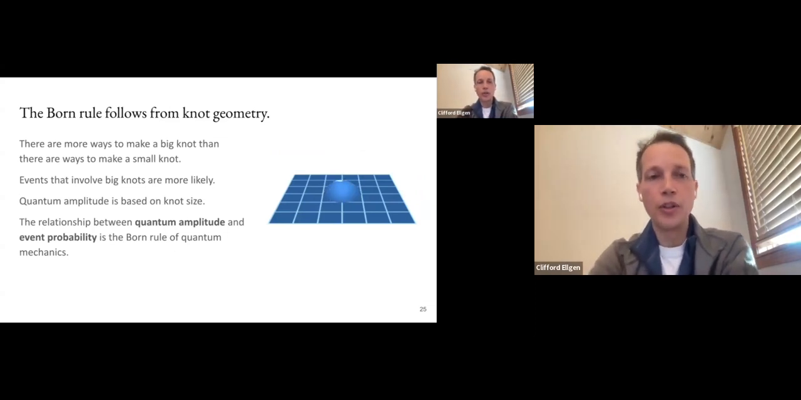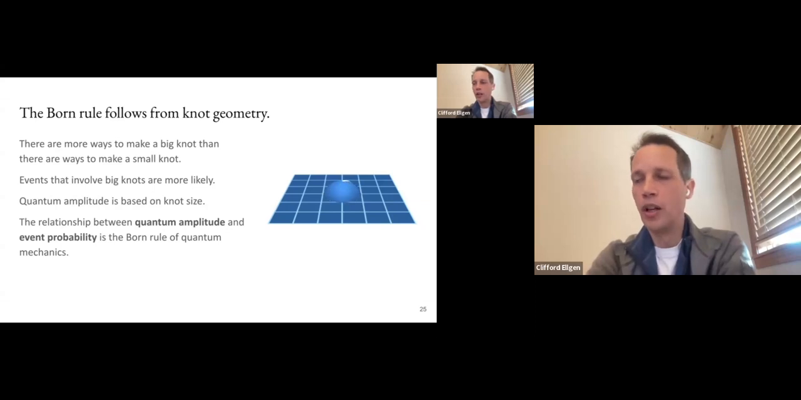It turns out that we don't need to assume the Born rule in this theory. The Born rule states that the probability of an event is in proportion to the magnitude of the square of the quantum amplitude. Well, we have a quantum amplitude, WK, that's defined geometrically. And looking at the geometry, it turns out there's more ways to make a big knot than there are ways to make a small knot. Ways to do something is in proportion to the probability of that event happening. And what that means is that events that involve big knots are more likely.